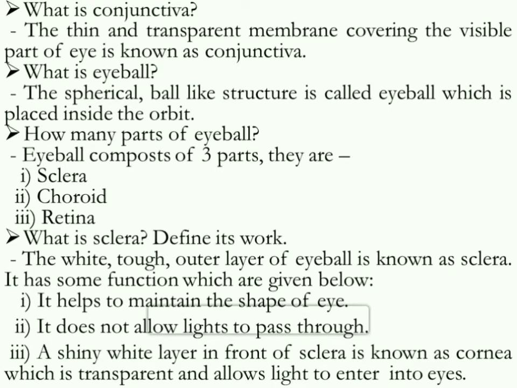A shiny white layer in front of sclera is known as cornea, which is transparent and allows light to enter into the eye. That means except that white tough layer, there is a transparent shiny layer in front of sclera, which is known as cornea, and that part actually allows light to enter into the eyes.